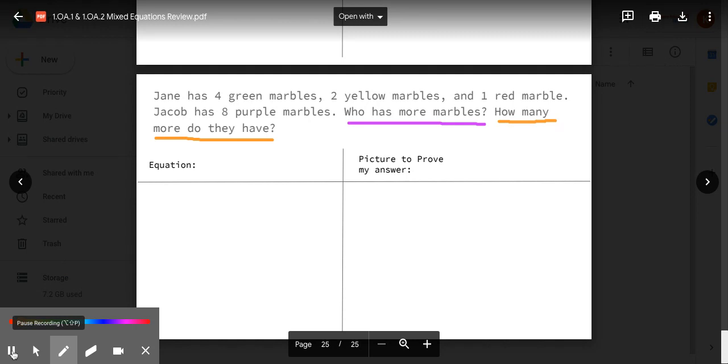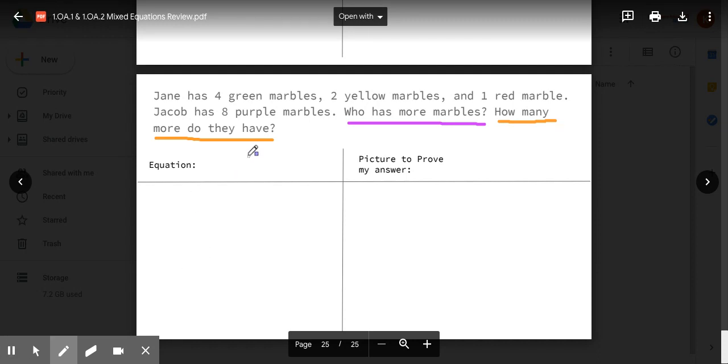Jane has 4 green marbles, 2 yellow marbles, and 1 red marble. Jacob has 8 purple marbles. Who has more marbles? And how many more do they have? I want you to pause the video, write an equation, and then draw a picture to solve. Ready? Pause.